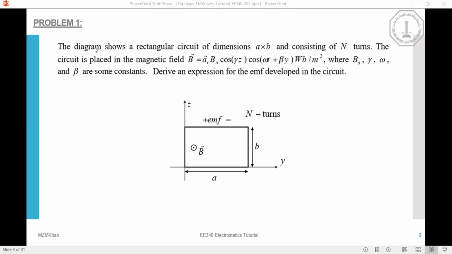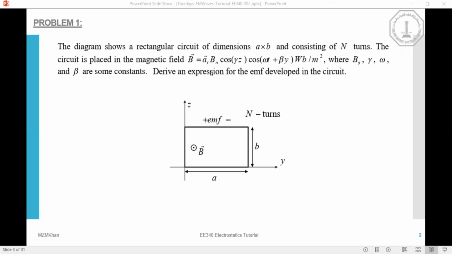It says that the diagram below shows a rectangular circuit of dimensions A cross B, consisting of n turns. So it's a rectangular coil of n turns. And now what I'm doing is placing this circuit in an external magnetic field.